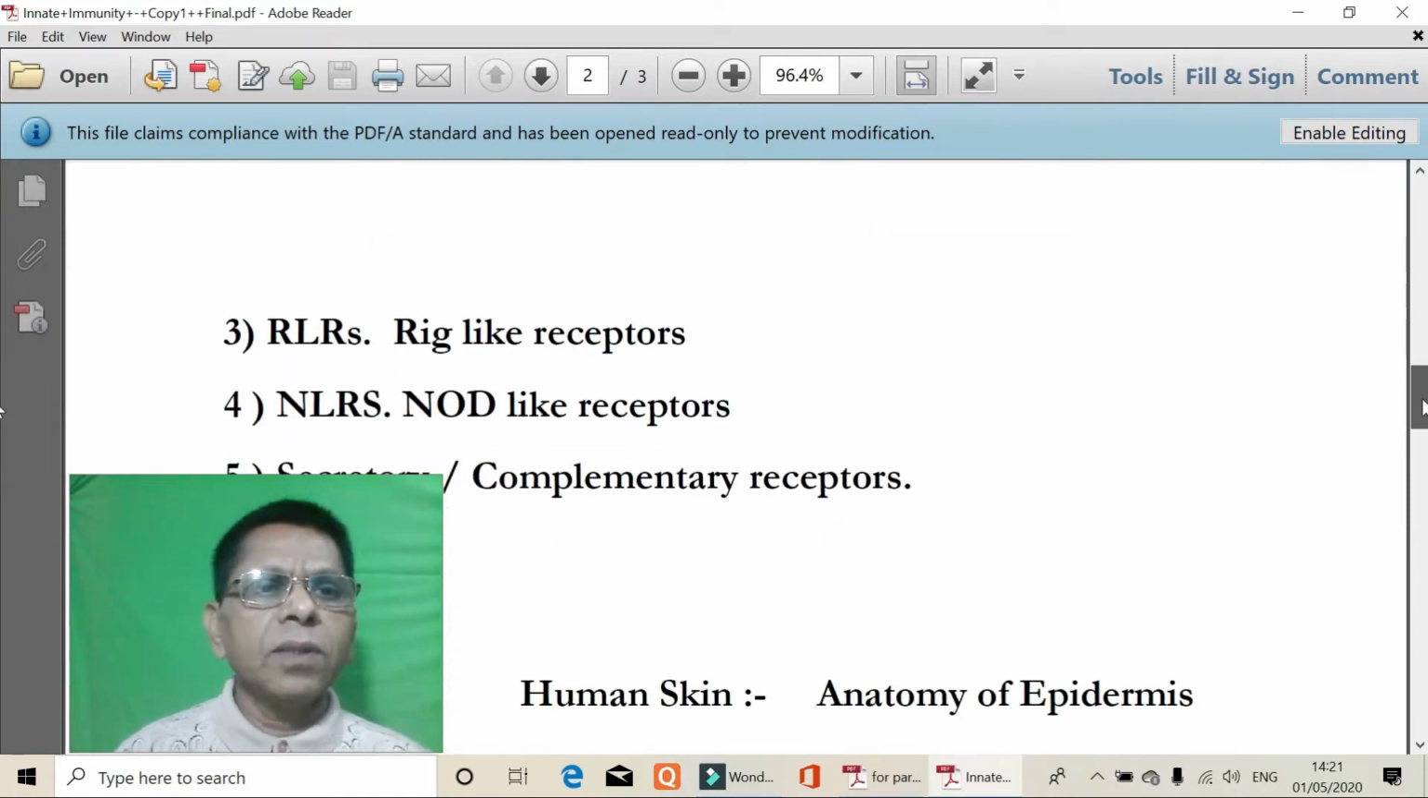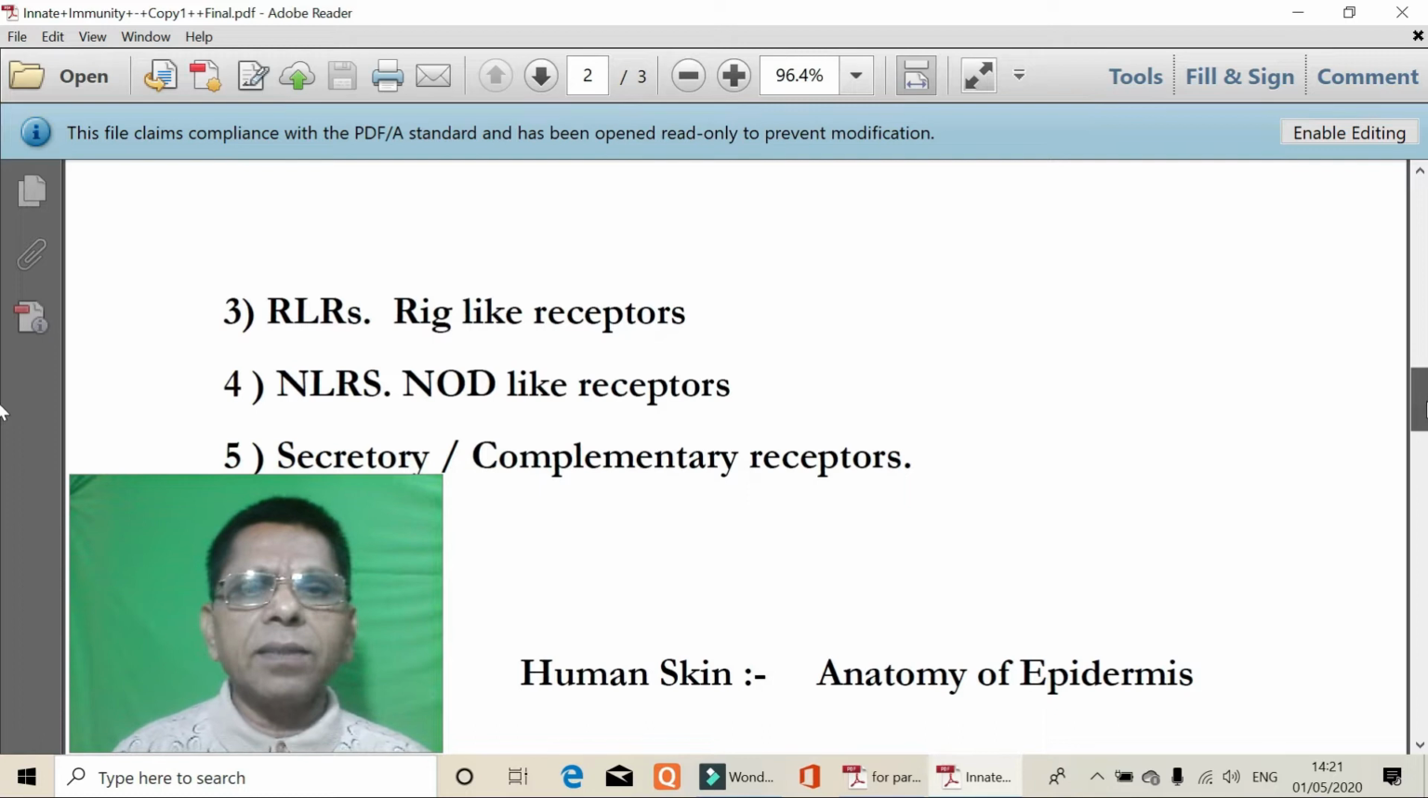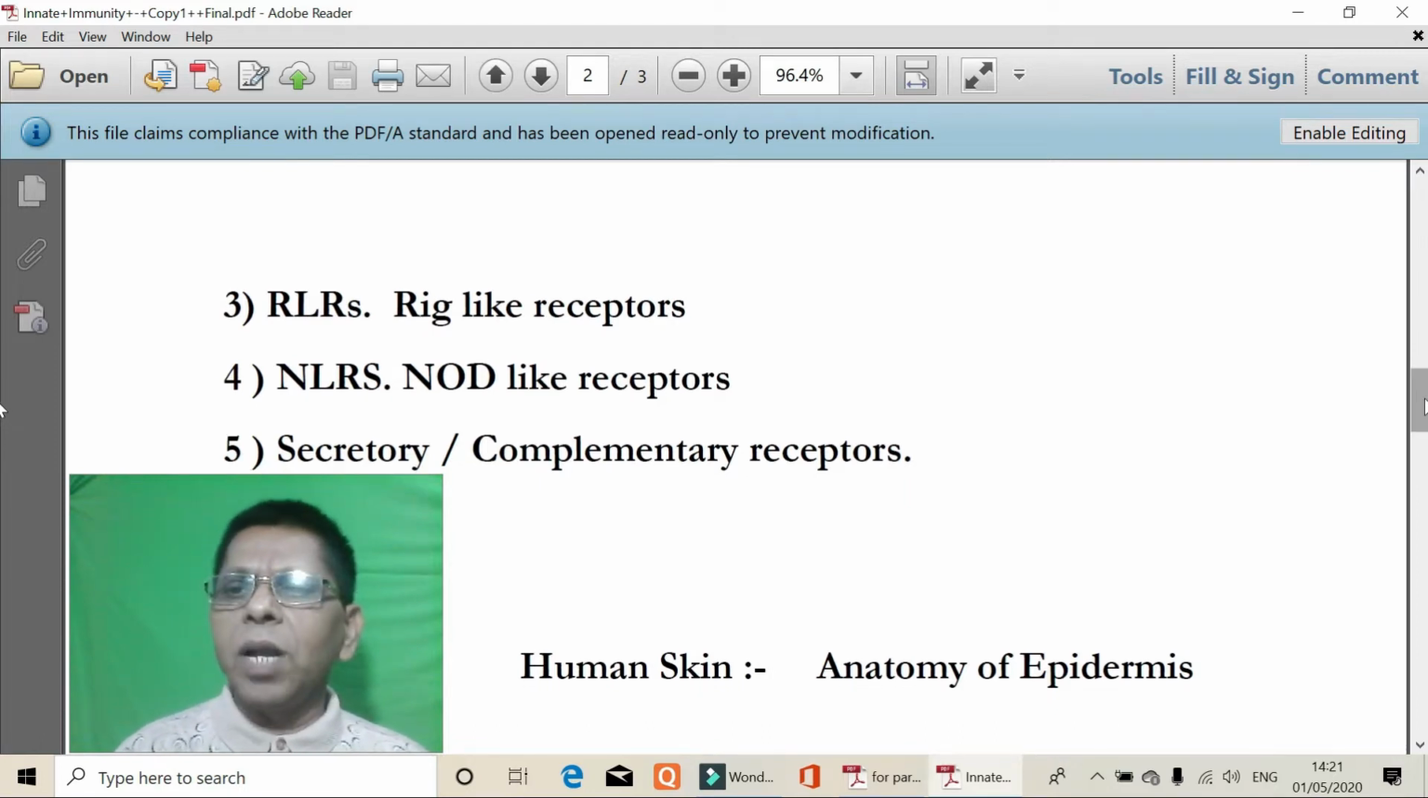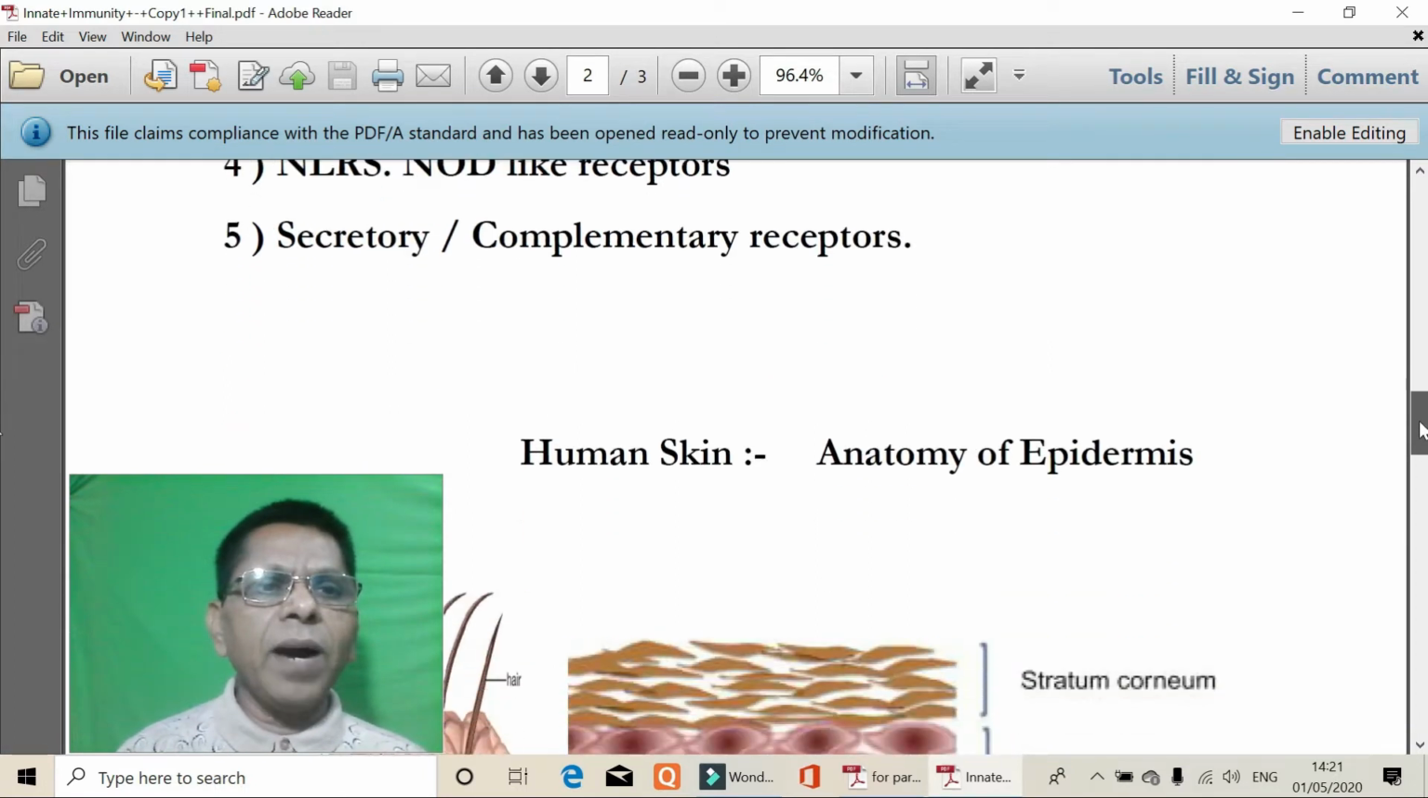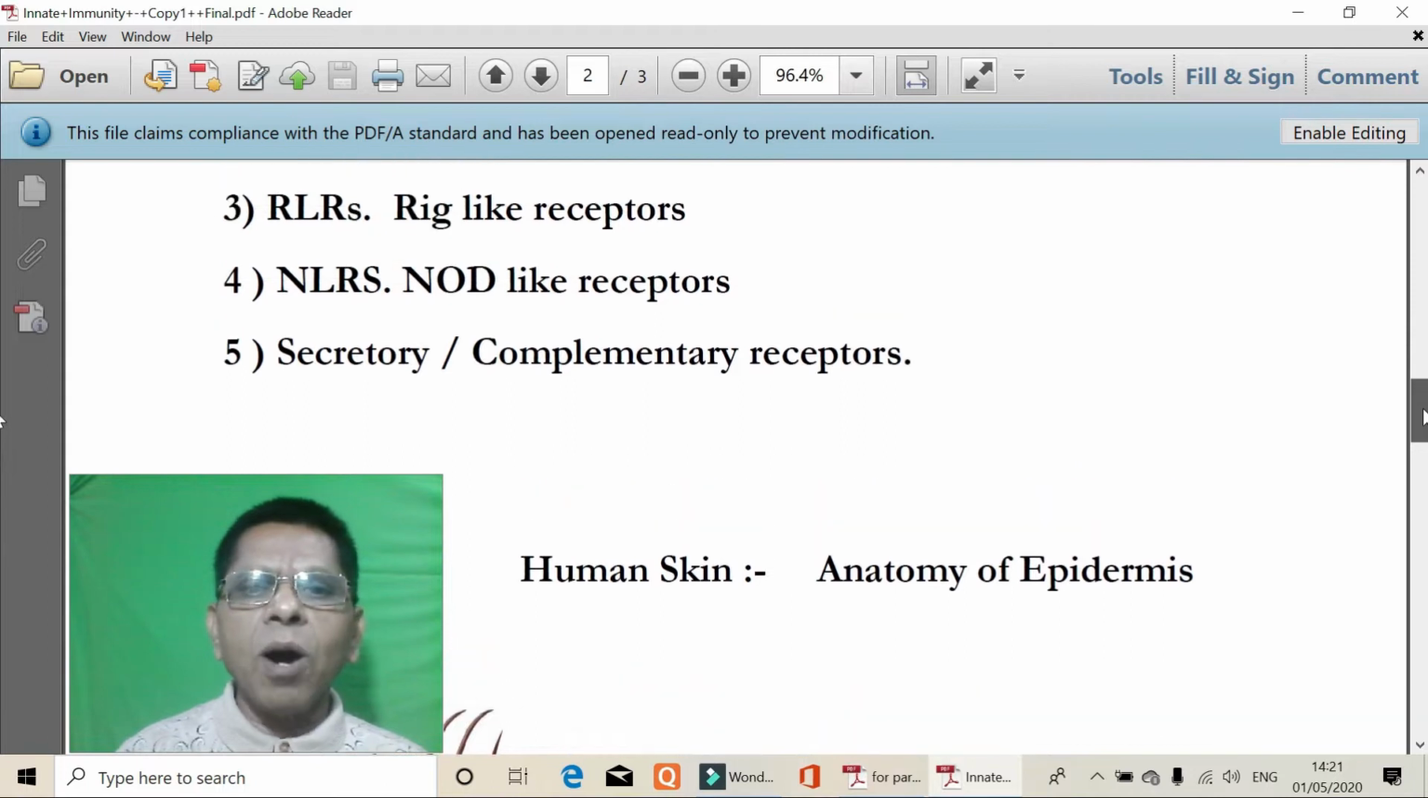Number 3, RLRs, that is RIG-like receptors. Number 4, NLRs, that is NOD-like receptors. And number 5, secretory or complementary receptors. So these are present in the body fluids.